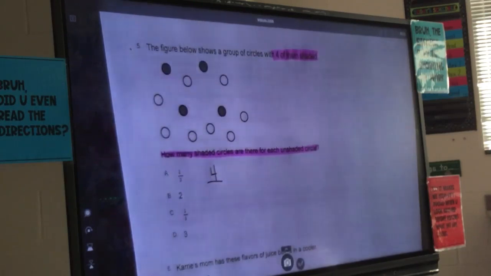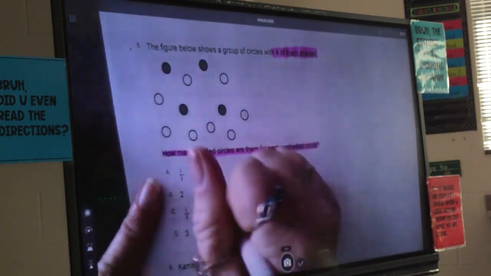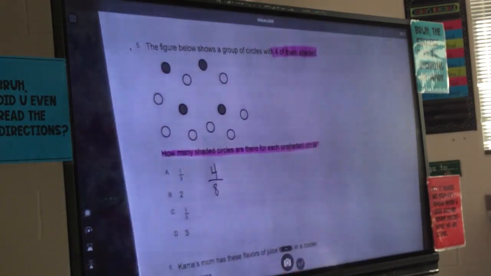All right, so in this one, as easy as it looks, it's not that easy because you have to understand what that question is asking. So it says, how many shaded circles are there for unshaded circles? It's not asking you for the total. It's asking you for shaded to unshaded. So how many unshaded circles do we have in this picture? Eight. So technically, my original ratio is 4 to 8.